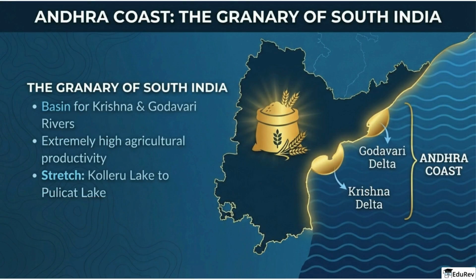Now move slightly north. Andhra coast, basin of Krishna and Godavari. These rivers form large deltas. A delta forms when river velocity drops near the sea and sediment spreads out in distributary channels. This region is extremely fertile and known as the granary of South India. Where there is a delta, there is usually dense agriculture.